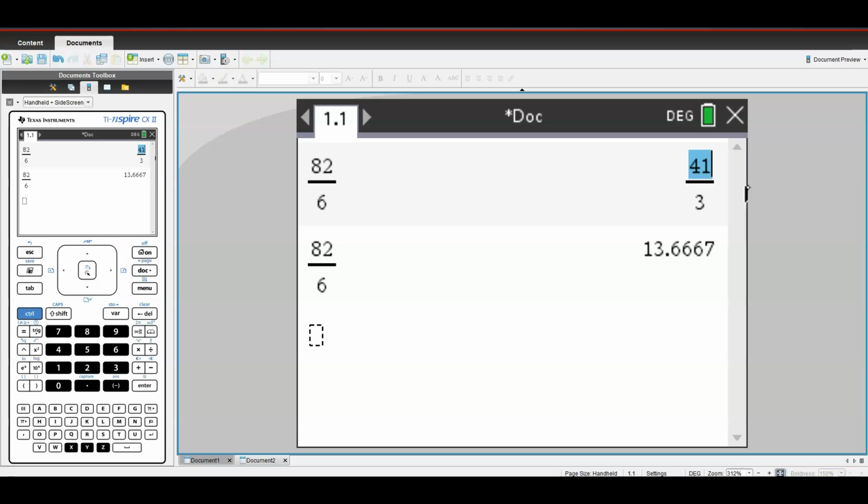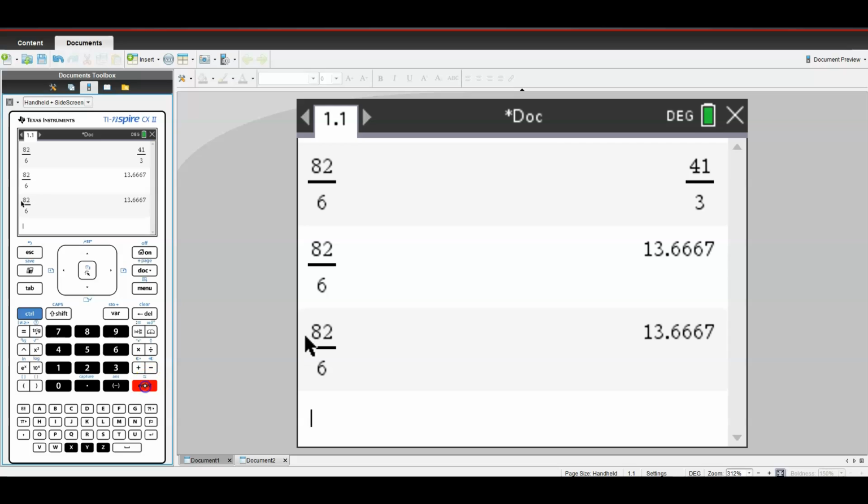Remember, to get the decimal, you have to press Control Enter. You hit Control Enter, it'll spit it out as a decimal, okay? So again, just to do it one more time, 82 divided by 6, Control Enter. 13.6 repeating is going to round the 6 up to 7. So we're going to write 13.67.